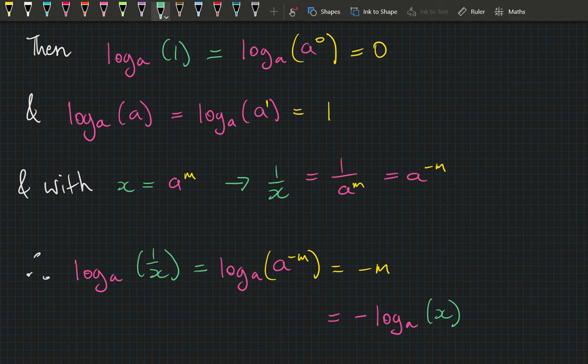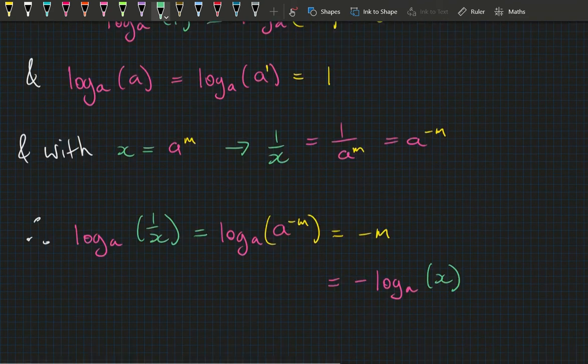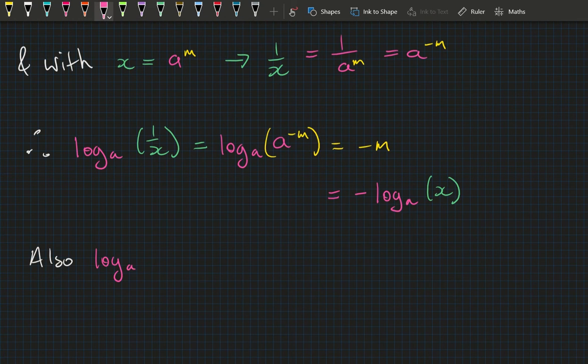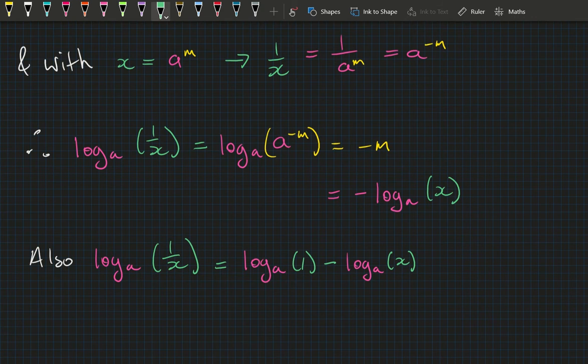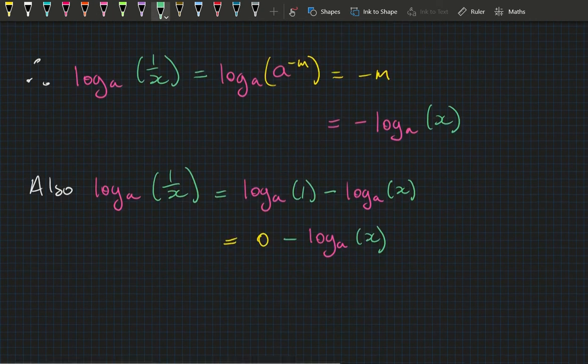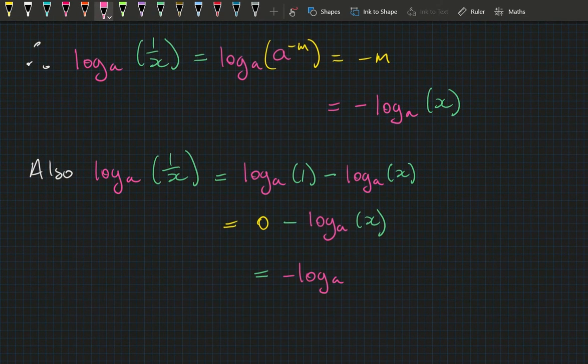So that's sort of using index law 3, but you could also look at index law 2 if you really wanted to. Let's think about log base a of 1 on x as 1 divided by x. So that means that we've got log base a of 1 minus log base a of x. And log base a of 1 is equal to 0, right? So that's equal to 0 minus log base a of x. And of course we could ignore the 0, so we've now got minus log base a of x. So that's pretty nice. It doesn't matter which way we approach it, we end up at the same result.